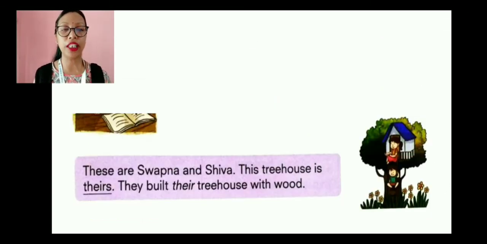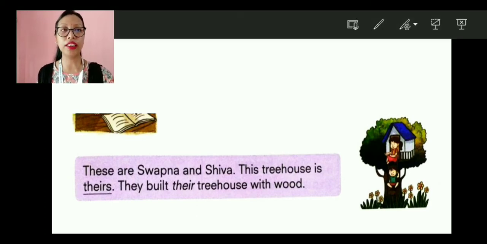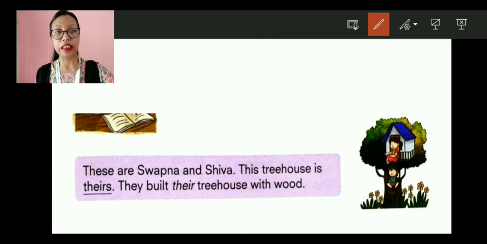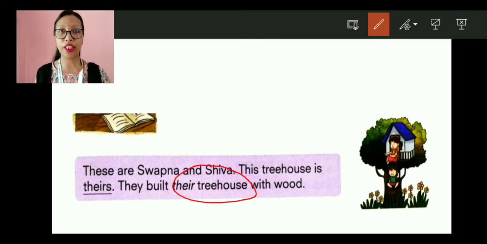Then we have one more sentence. These are Sapna and Shiva. This tree house is theirs. So it is a plural form, okay? Because Sapna and Shiva are two persons. This tree house is theirs. They built their tree house with wood. So the underlined word is a possessive pronoun, while their tree house, it is the owning, it belongs to Sapna and Shiva. Therefore it is the possessive adjective.